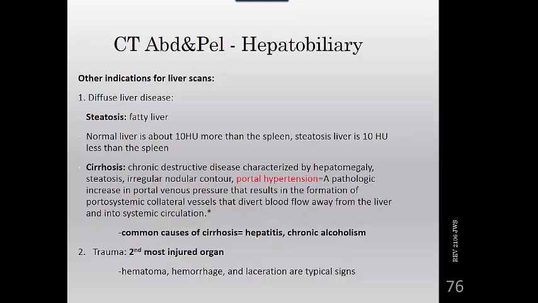The second indication for the liver scan is trauma. The liver is the second most injured organ of the abdomen, and injuries include hematomas, hemorrhage, and lacerations.